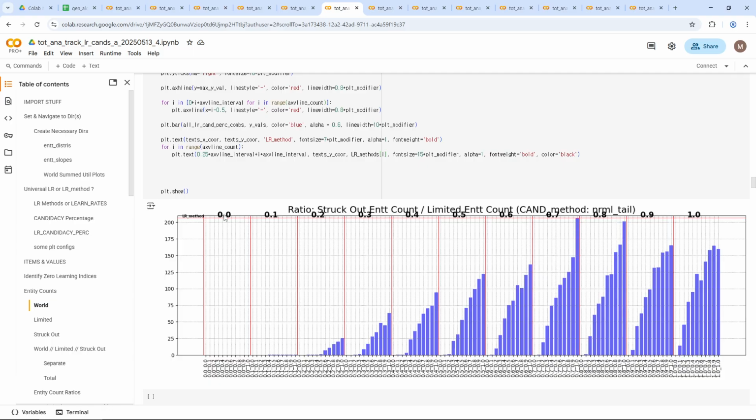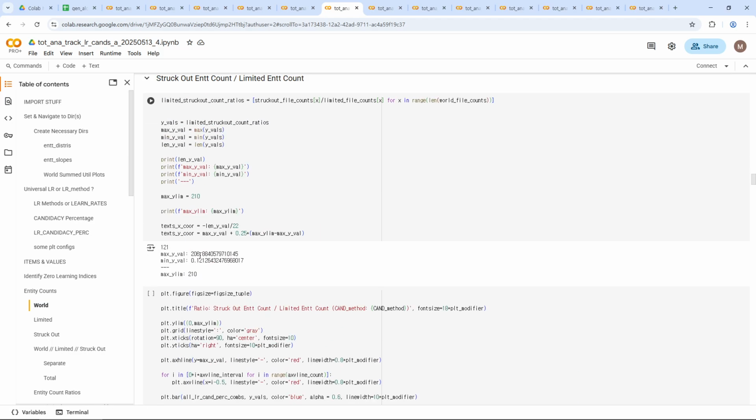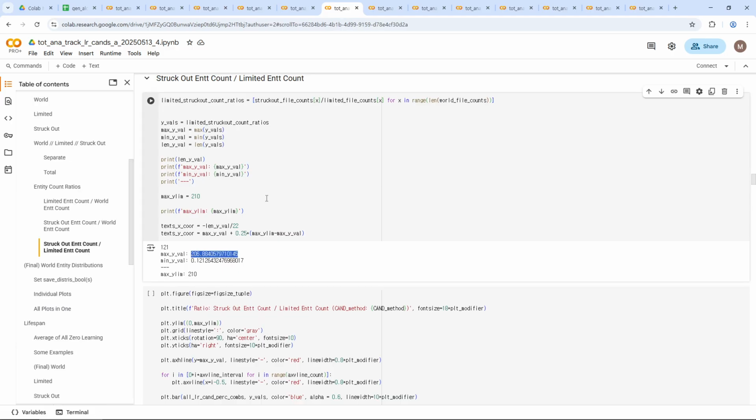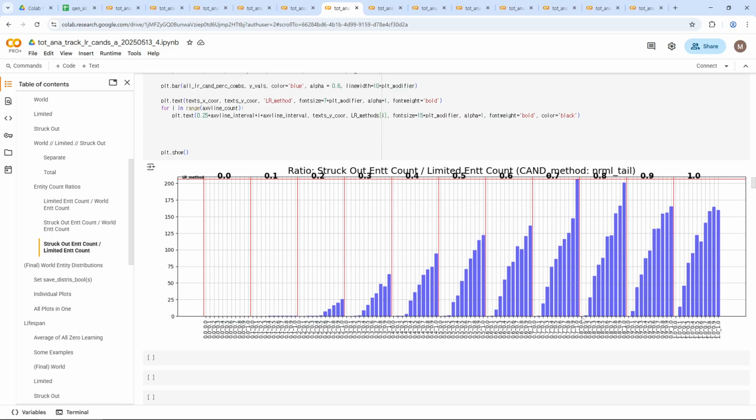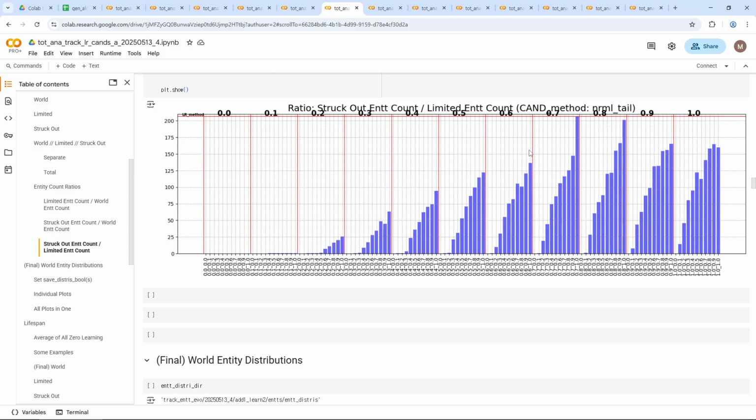Okay. The texts are a bit smudged, but that's okay, because the maximum y value is at 206. The ratio is at 206. I think that's this one. And this is when the learn rate is at 0.7 and the candidate percentage is at 1.0, meaning 100%. And that's because so many entities are being struck out, which means that a lot more entities would be created through procreation.